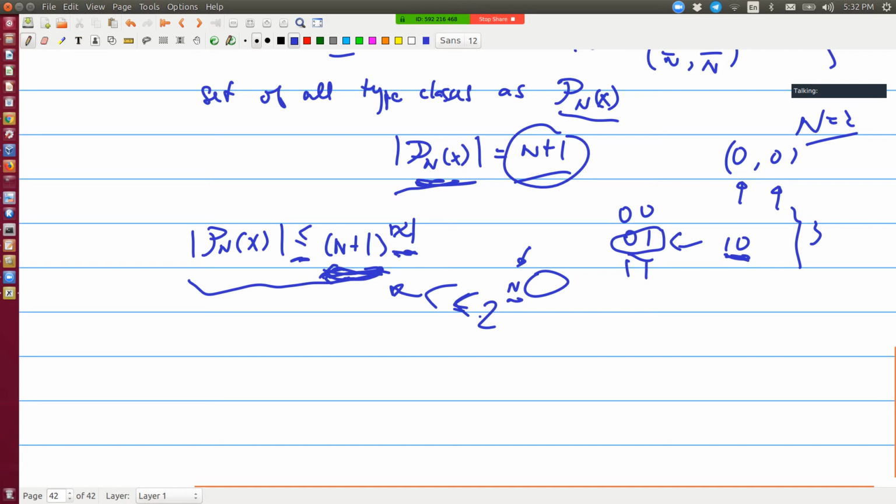This can only be used for more than 2. No. What are you talking about? It's a bound, it's still true for x equal to 2, right? This is actually equal to n plus 1, but it's less than n plus 1 squared, right? So this is a bound, it still works. Okay, it's just a bound.